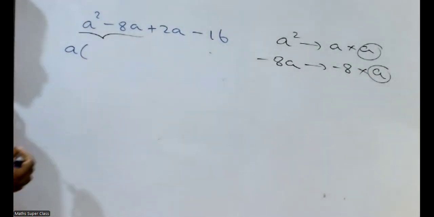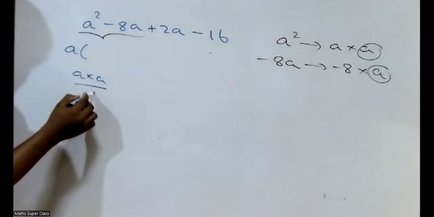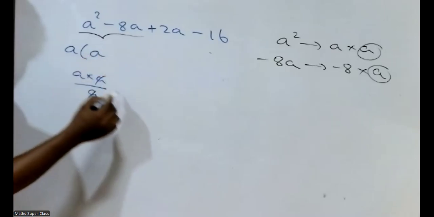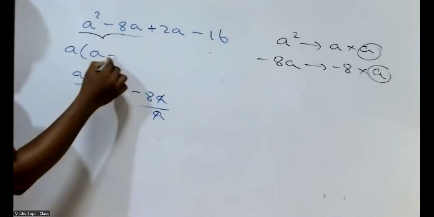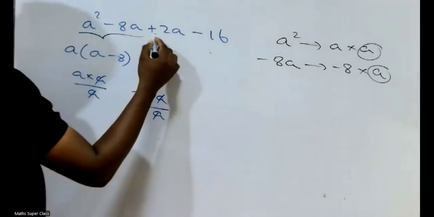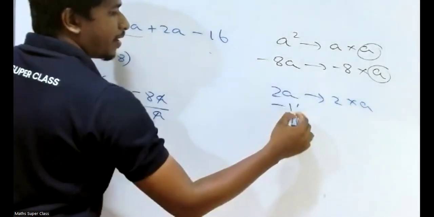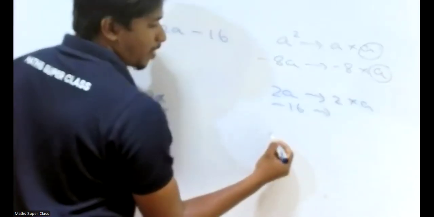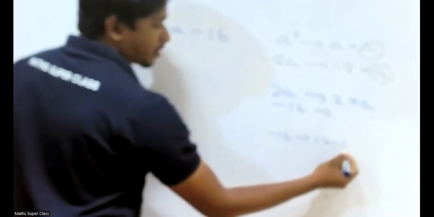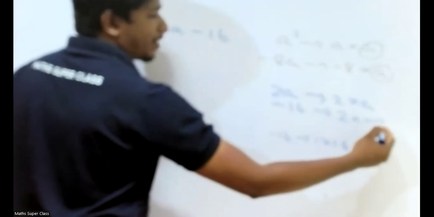Today we can take a as the common factor. A squared divided by a gives a, and minus 8a divided by a gives minus 8. From the other two terms, 2a means 2 into a. Minus 16 means 1 into 16. Now we can use this 2, 2 into minus 8.